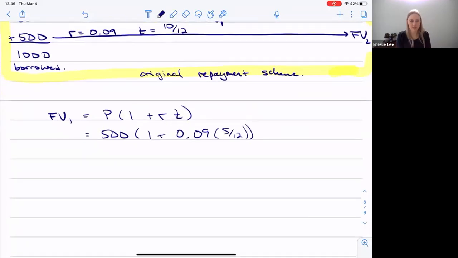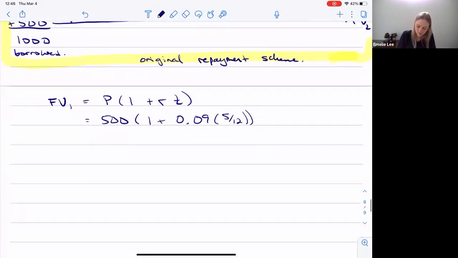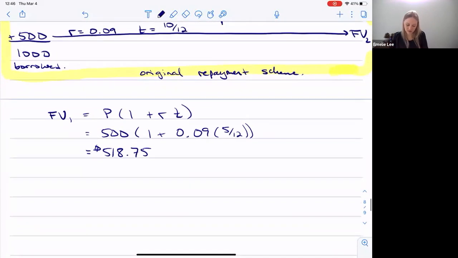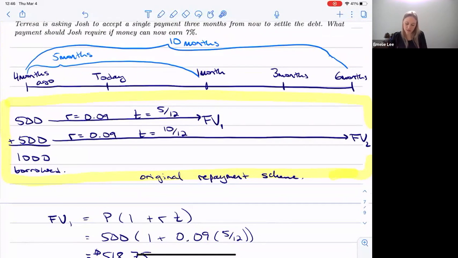And I'm just going to do this calculation right away. So 0.09 times 5 divided by 12 plus 1 times 500. So she had agreed to pay 500, oh, I guess I'm not rounding quite yet, $518. Oh, it is. It's just 2 decimal places. And 75 cents. Okay, so that's the first payment that she was supposed to make.